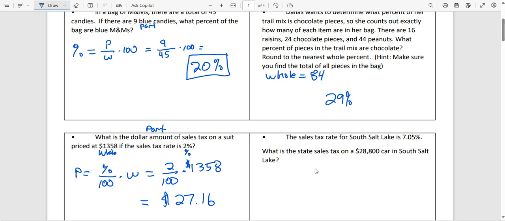Okay, your turn. Pause the video and work the problem out on the right. You should get $2,030.40.